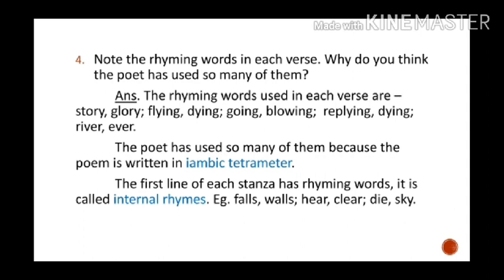The poet has used so many of them because the poem is written in iambic tetrameter. The first line of each stanza has rhyming words. It is called internal rhymes. Examples: falls, walls; here, clear; die, sky.